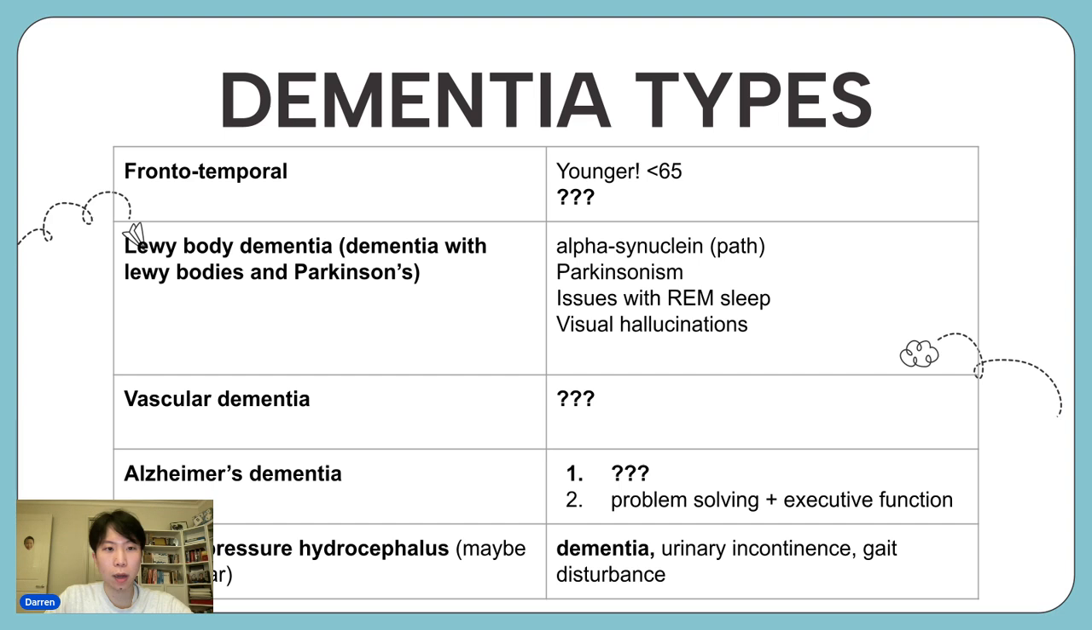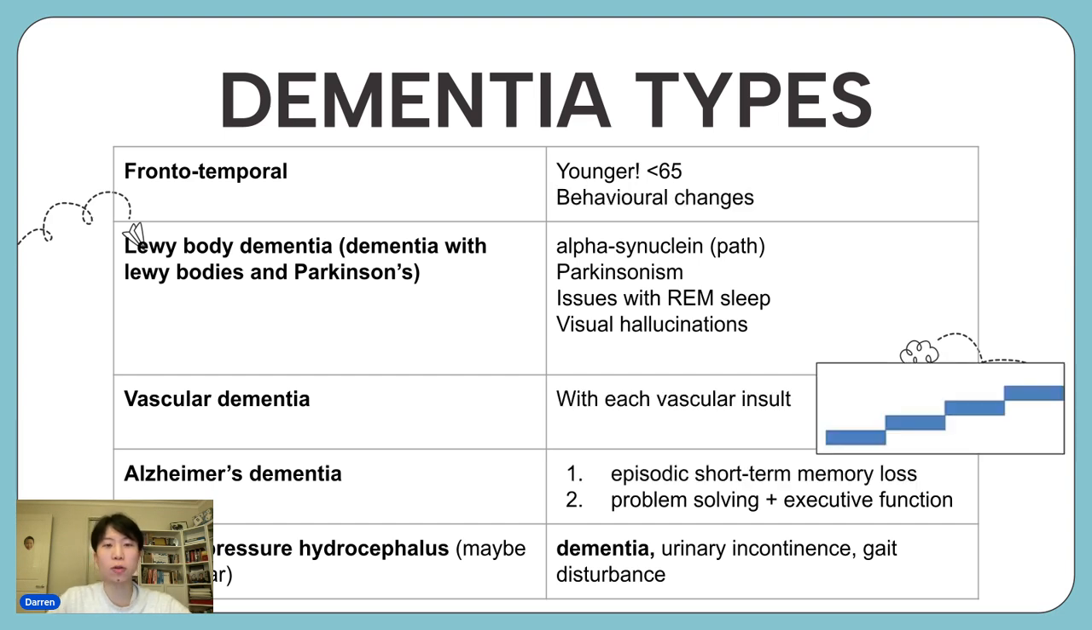And yes, so frontotemporal, frontal lobe, right? That kind of executive function, so behavioral changes. And vascular dementia, they probably have vascular risk factors, and the dementia worsens with each vascular incident. So they have a bleed, their cognition declines. They have a bleed, their cognition declines. It's less a gradual and progressive one. It's more like step, step, step as each incident happens.